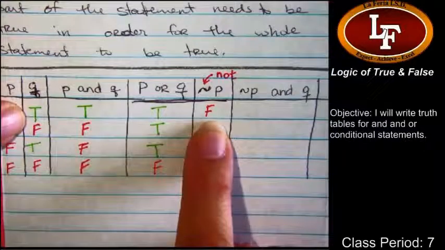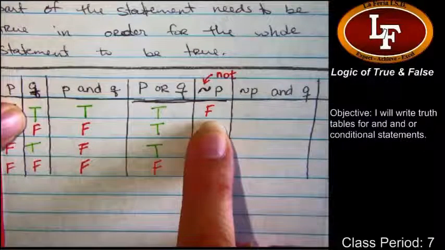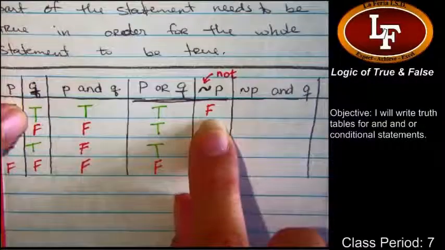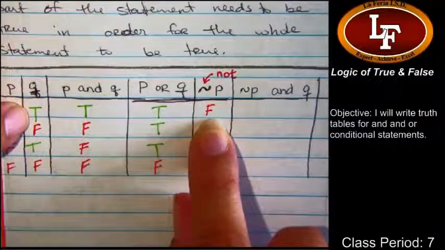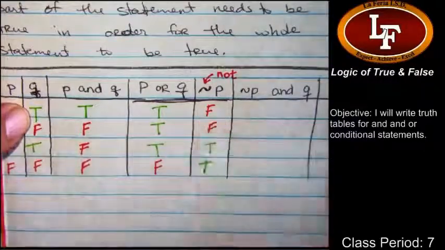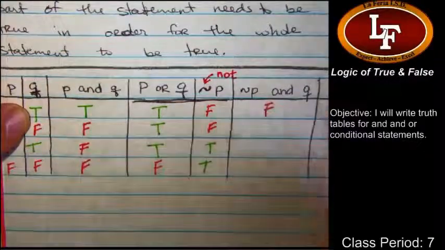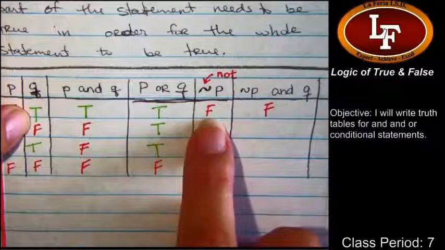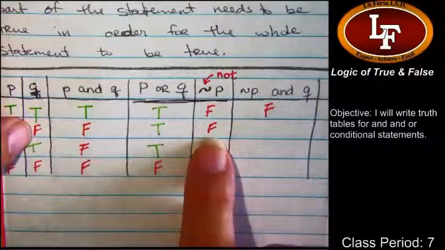This is an and statement, so how many truths do you have to have for it to be true? One. This is an and statement. Oh, two. All right, so the first one, not P is false, Q is true. So your and statement is, how many truths do you need to have? Two. Do I have two truths here? No, it's false. There you go. I don't have two truths. It's false.